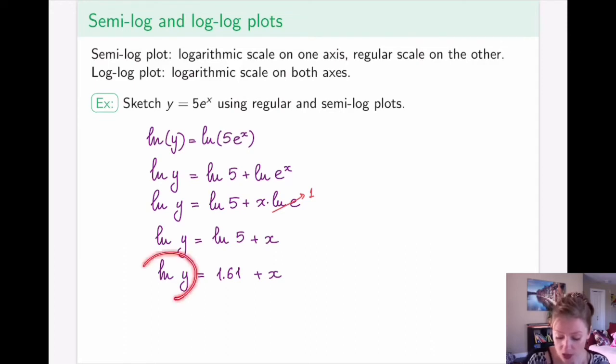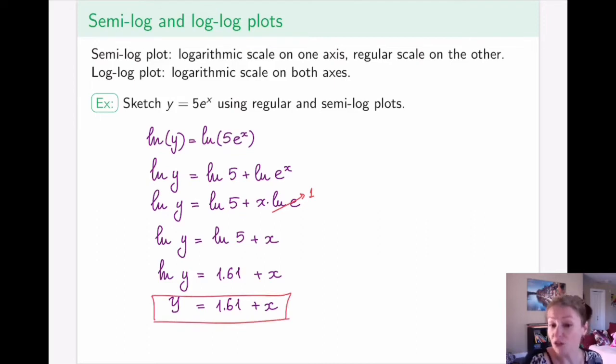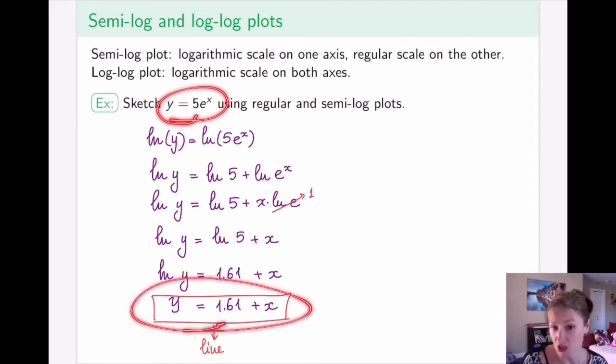Okay, now just so I don't drag this ln of y around while I'm sketching, I can rename this into capital Y, keeping in mind that that means ln of little y, and I have 1.61 plus x. Looking at this expression here, if I were now to sketch it on little x, big Y axis, what kind of shape would that be? I have Y equals some number plus x, so this is just a line. And this is key. By simply applying logarithms to both sides, I've managed to transform an exponential function into a linear function.